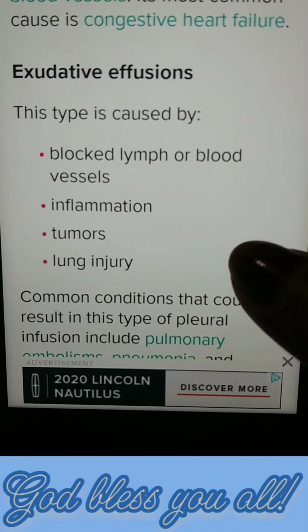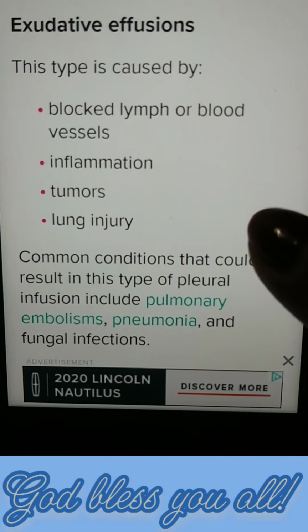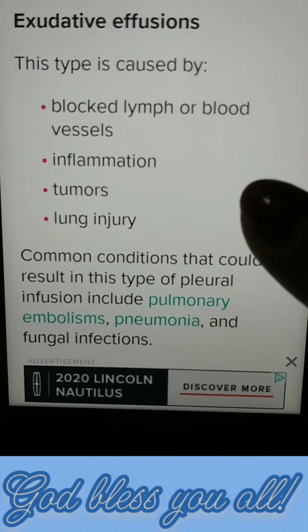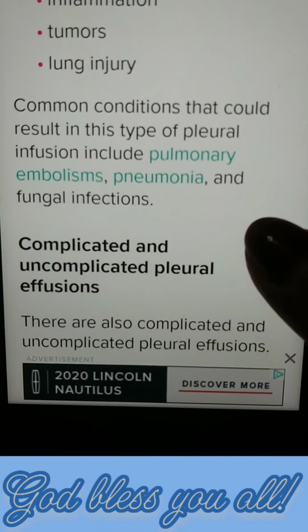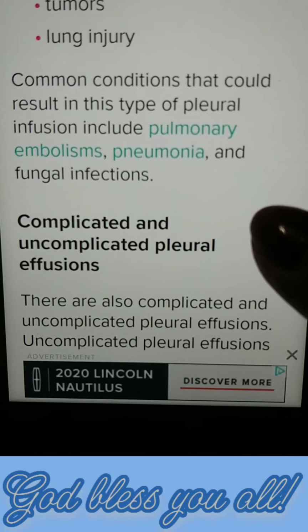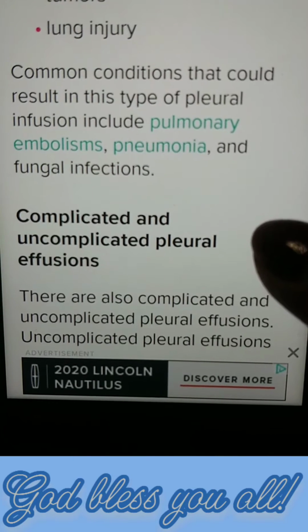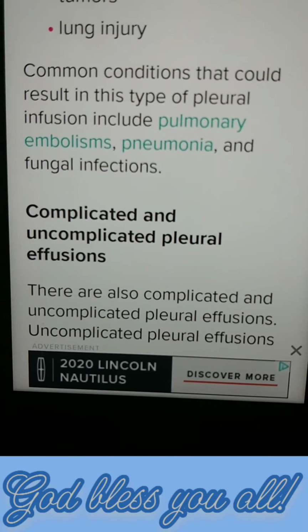Exudative effusion. This type is caused by blocked lymph or blood vessels, inflammation, tumors, or lung injury. Common conditions that could result in this type of pleural effusion include pulmonary embolism, pneumonia, and fungal infection.